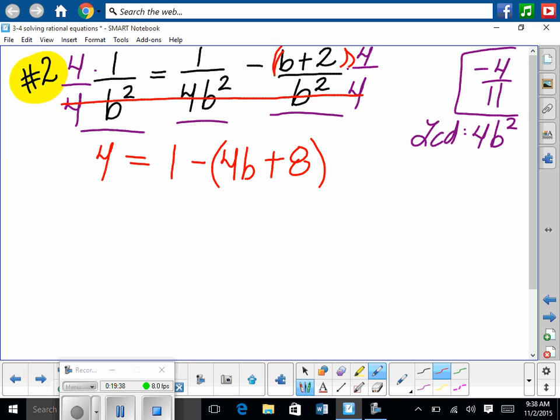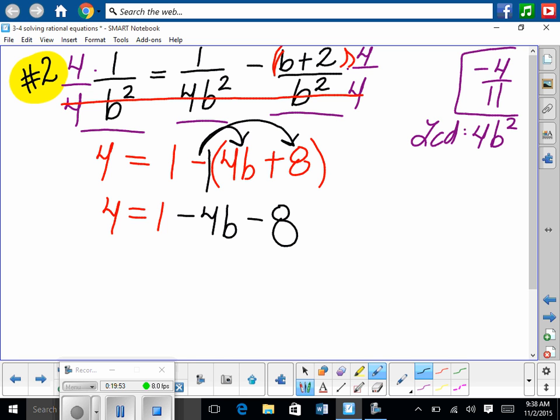So really we have 4 is equal to 1, and then technically if we needed to, we could write in our negative 1. Negative 1 times 4b is negative 4b. Negative 1 times positive 8 is negative 8. So then from there, I'm going to combine like terms. 4 is equal to 1 minus 8. Negative 7, very good. Negative 7 minus 4b.